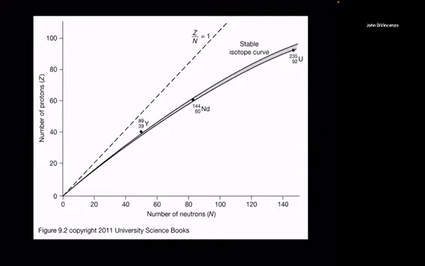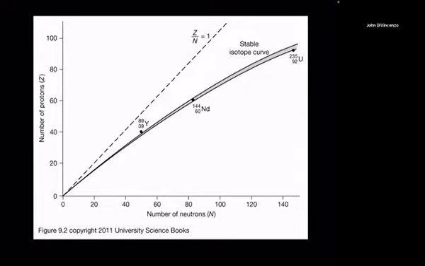Now, I'm not crazy about this figure. I'm used to the reverse of this, because I always put the independent variable on the x-axis. The number of protons is the independent variable, because the number of neutrons is dependent on the number of protons.